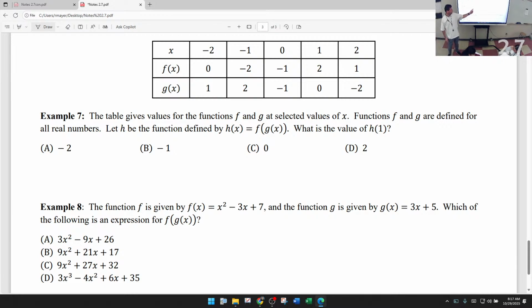Let h be the function defined by f of g of x. What's the value of h of 1? So h of 1 means I got to plug in 1 for x, and I got to do g of 1 first. And g of 1 is 0. If g of 1 is 0, then f of g of 1 is f of 0, and f of 0 is negative 1. B.